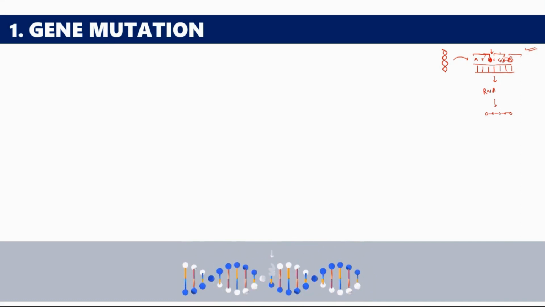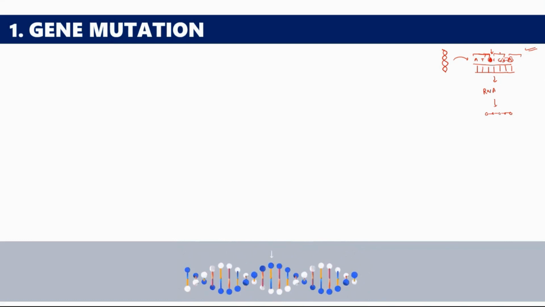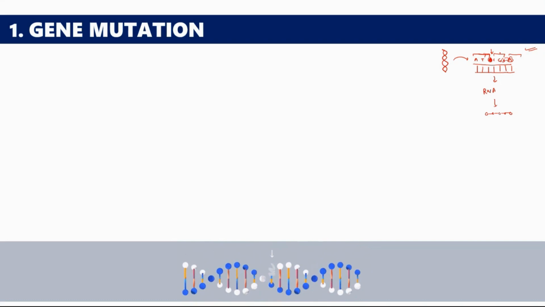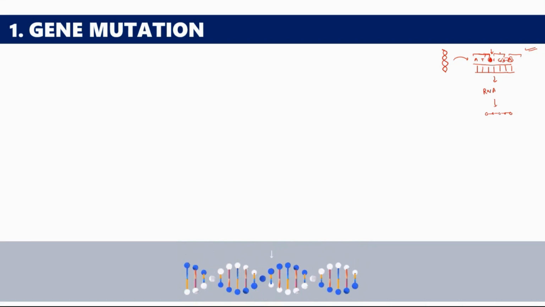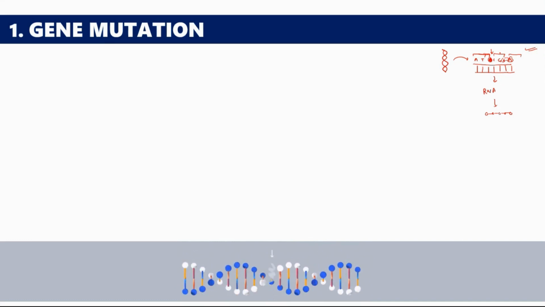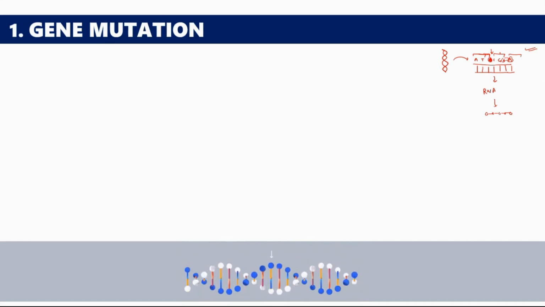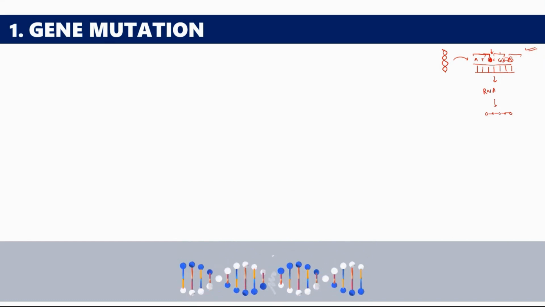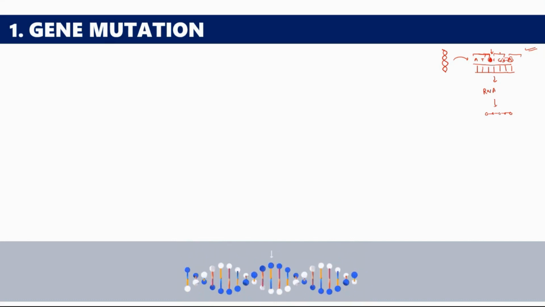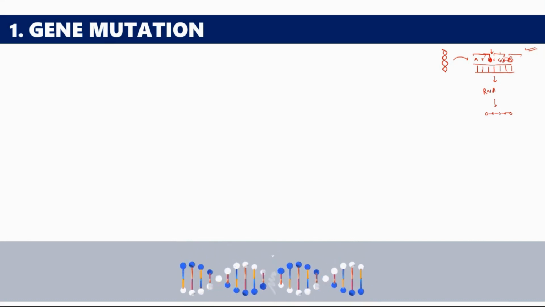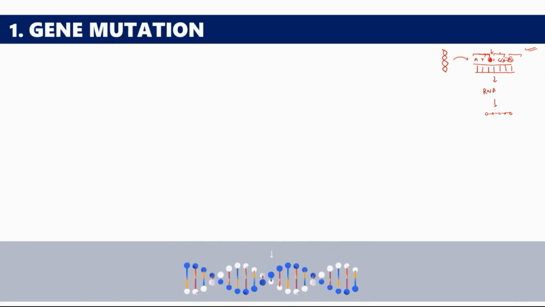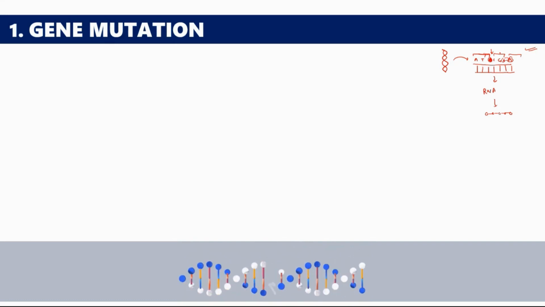But there can be other types of mutation as well, which are chromosomal mutations. Chromosomal mutation means a change in the sequence of genes within the chromosome, or a change in the total number of chromosomes as well. What is the total number of chromosomes in a human cell? It's 46, that is 23 pairs, right?